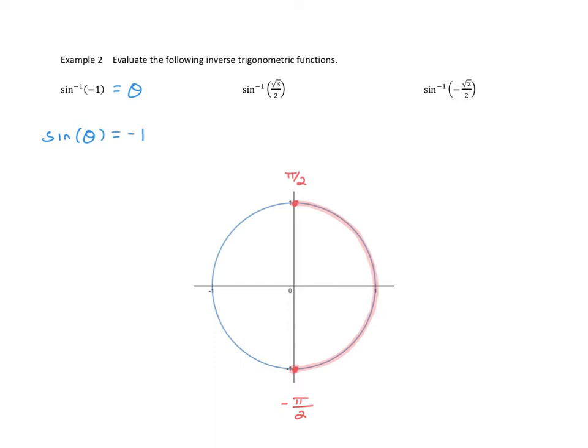This is the thing we're trying to figure out. On my unit circle, sine represents a y value, and this is where the y value is equal to negative 1. That angle is exactly negative pi over 2. So sine of negative pi over 2 is equal to negative 1. That angle falls within this interval. Therefore, my answer up here is also negative pi over 2.